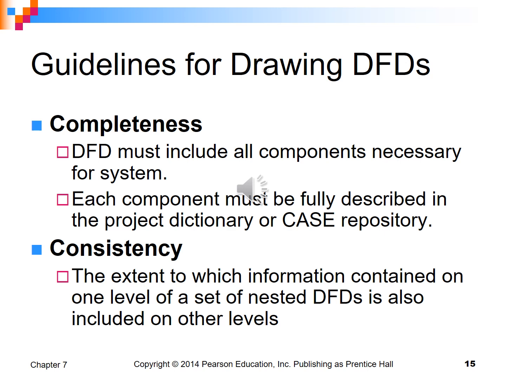The other one is consistency. It should be consistent: the extent to which information contained in one level of a set of nested DFDs is also included in the other one. In the second or lower level we explode it, but it's still represented in the lower level.